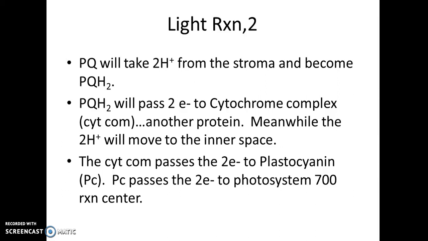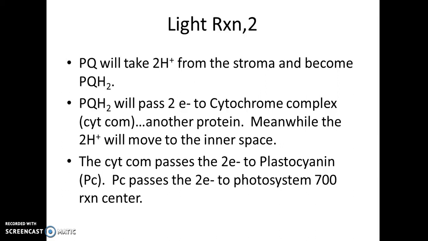So the plastoquinone, or PQ, will take 2 hydrogen ions from the stroma. Remember, that's the cytoplasm around the thylakoid. And when it takes the 2 hydrogen ions, it becomes PQH2. The PQH2 will pass 2 electrons to the cytochrome complex, which is another protein, and the 2 hydrogen ions will move from the stroma into the inner space, and we are going to talk about what happens to them later.